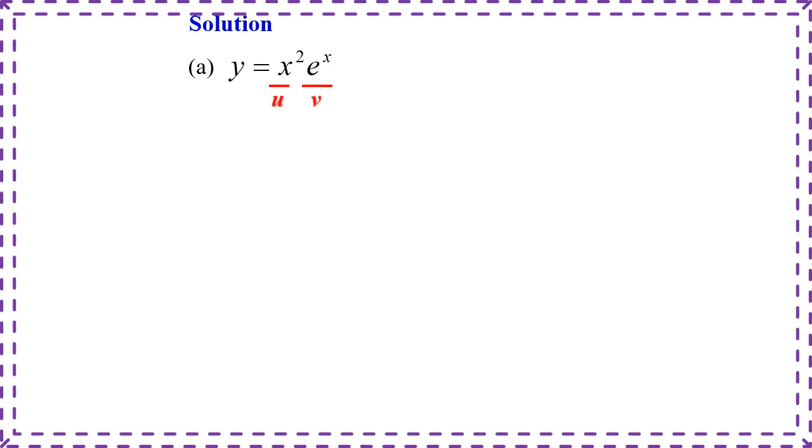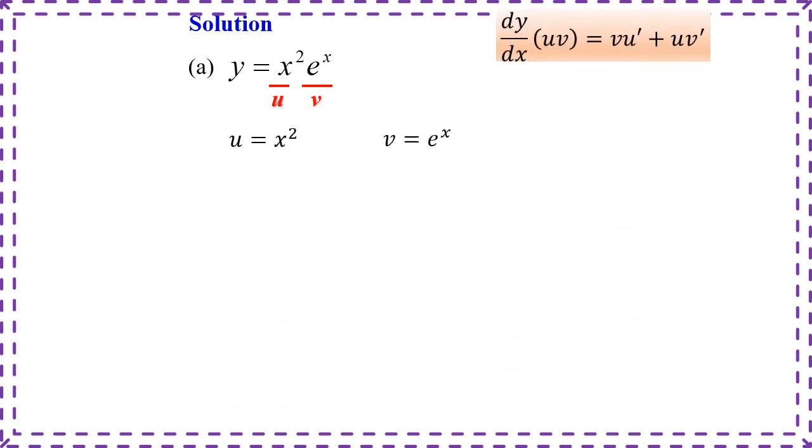So what is our u? What is our v? Identify our u and v. So write down the u and v at the bottom. We have u equal to x squared and v equal to e to the power of x. This is the first step. The second step is to find the derivative with respect to x. So du/dx equal to u prime equal to 2x, and v prime or dv/dx is equal to, differentiate e to the power of x directly, it's equal to e to the power of x.